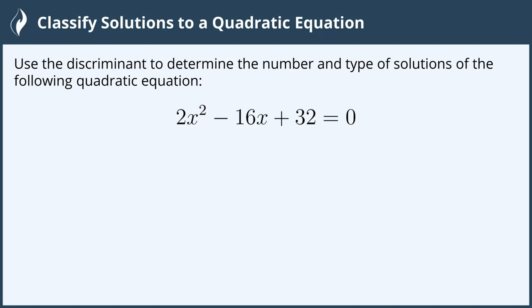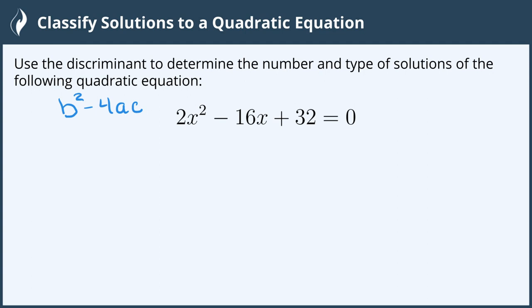Hi everyone! In this video we will classify solutions to a quadratic equation. Use the discriminant to determine the number and type of solutions to the following quadratic equation. The first thing we need to know is how to find the discriminant. The discriminant is this formula, b squared minus 4ac.